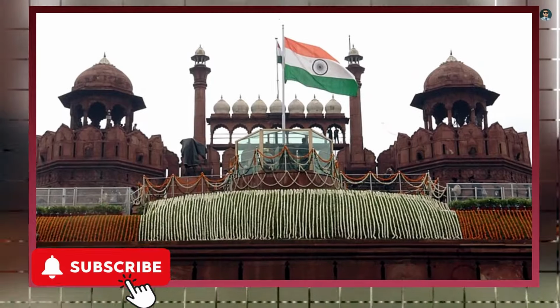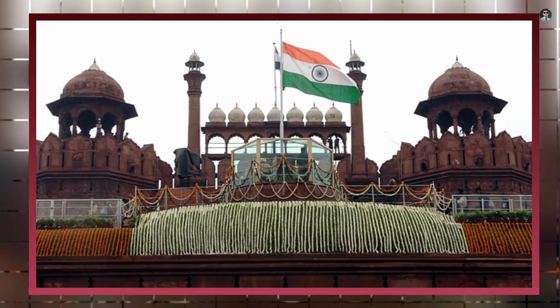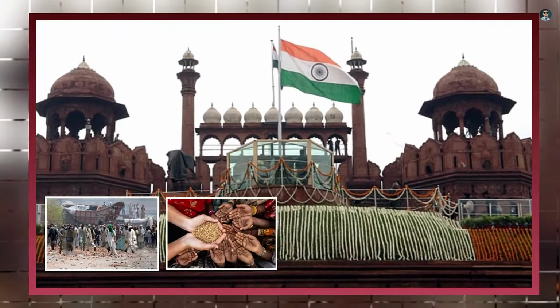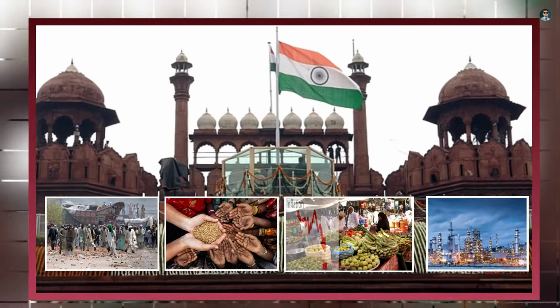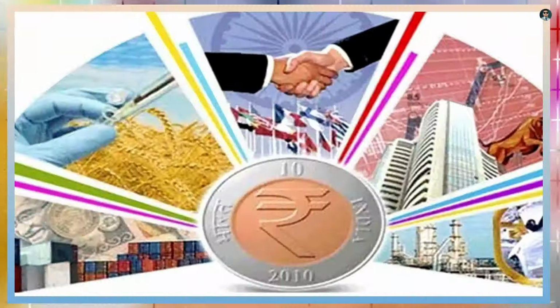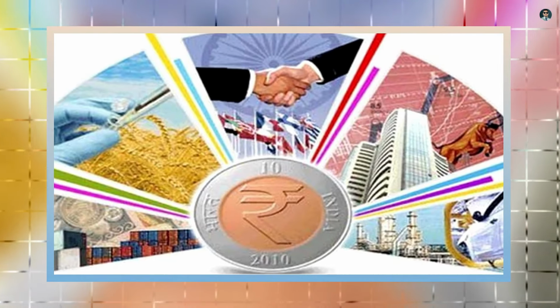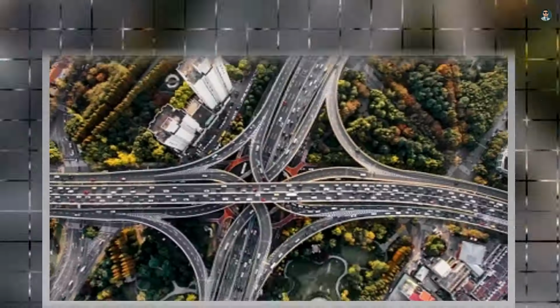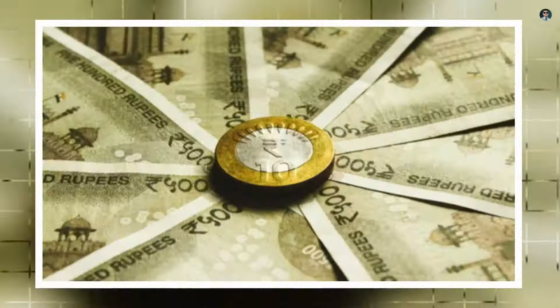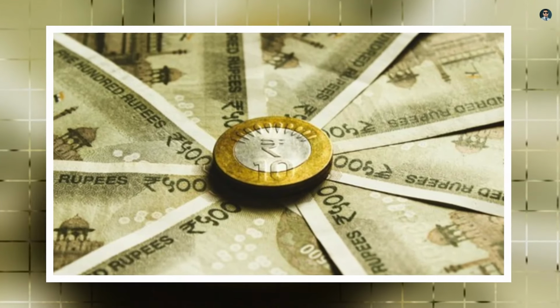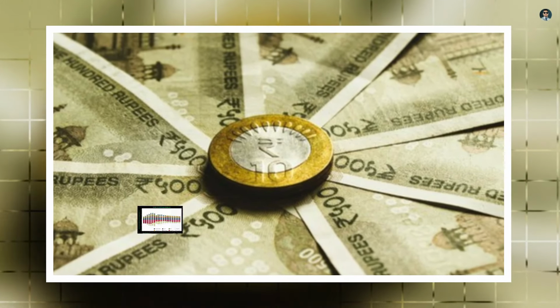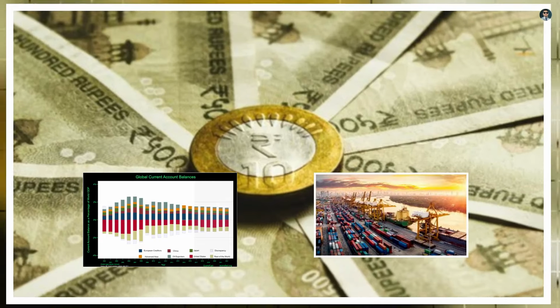The early post-independence years saw a series of economic challenges, including food shortages, inflation, and the need for industrialization. In response, the Indian government implemented a series of 5-year plans aimed at economic development. The rupee underwent several devaluations during this period to address economic imbalances and promote exports.